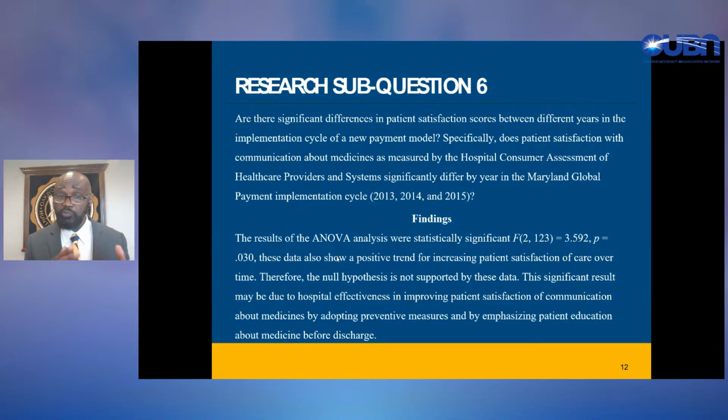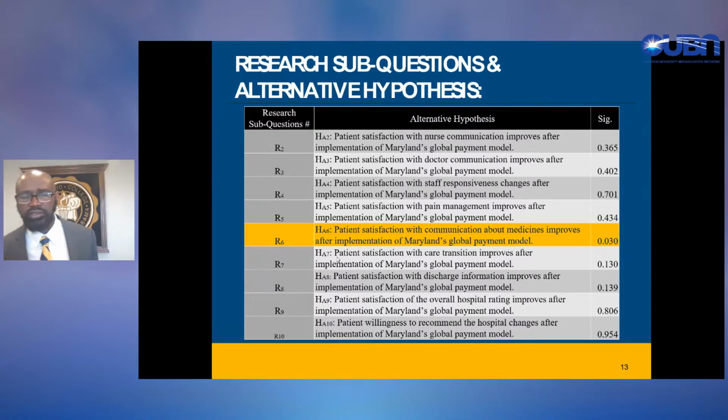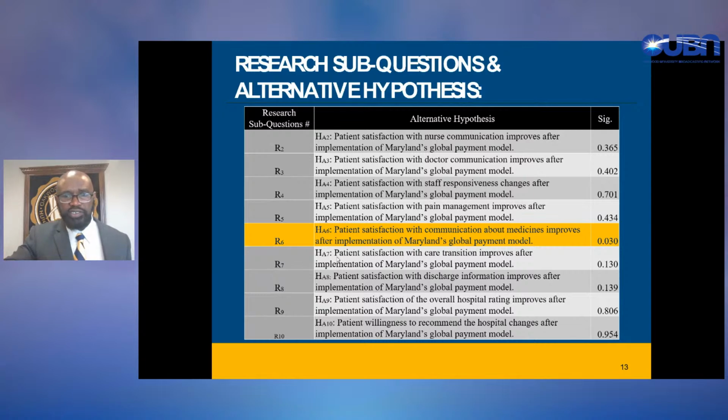Although that's the case, it was looking good. I have a couple of the variables that went negative, but we're going to look at it on the following tables. There it is. So as I'm moving forward with the time, we can see that R6, question 6, there was 0.30. One of the things that came to my attention is that R9, for instance, patient satisfaction of the overall hospital rating improves after implementation of the Maryland Global Payment Model, wasn't significant.